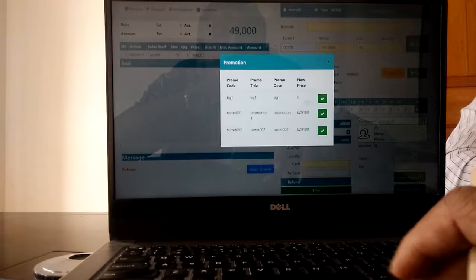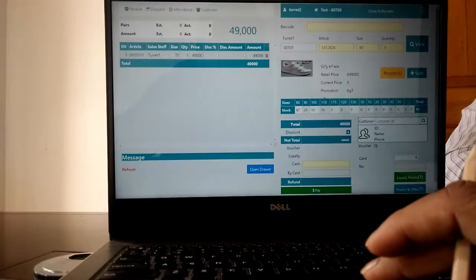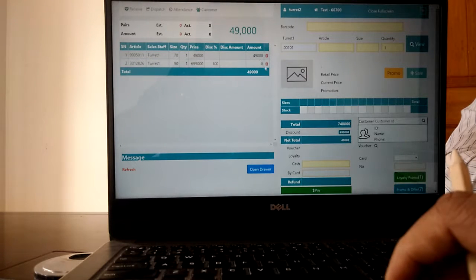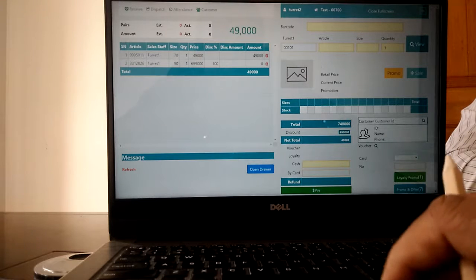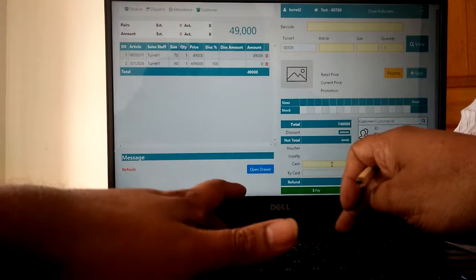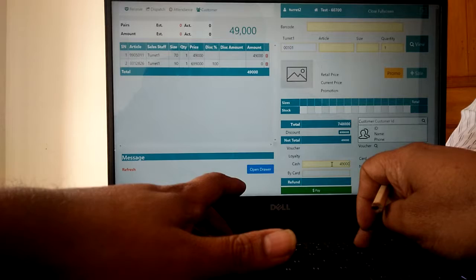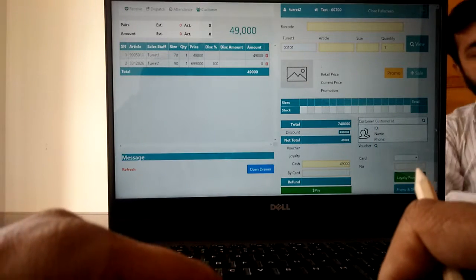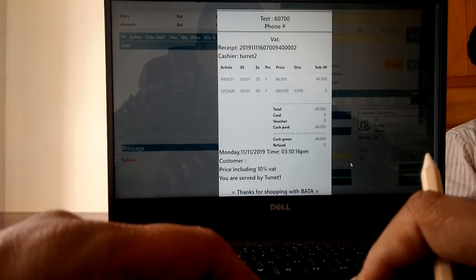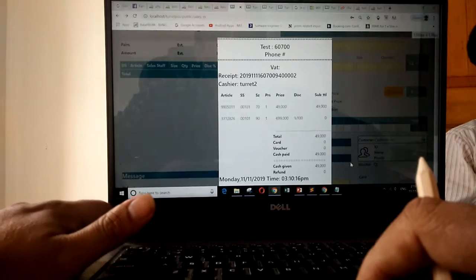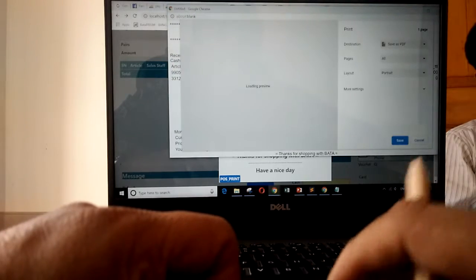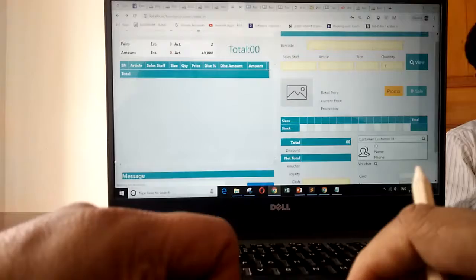This promotion B1G1 is 100% discount. So you see, the price is zero, so I sell it. This guy got full price, this guy got zero price. Okay. Then let me complete this sale. The sale is done.